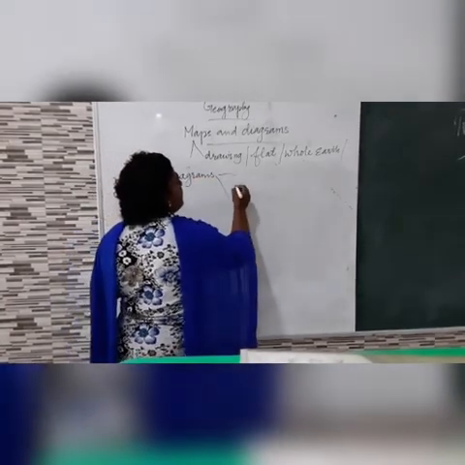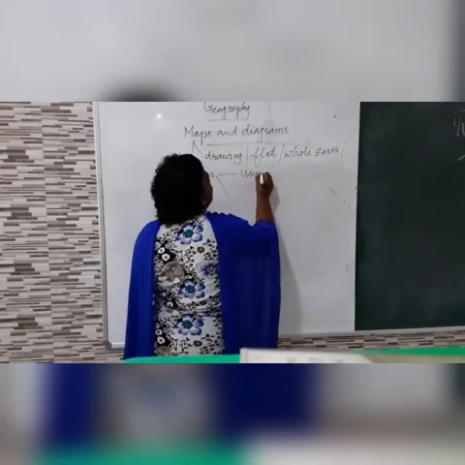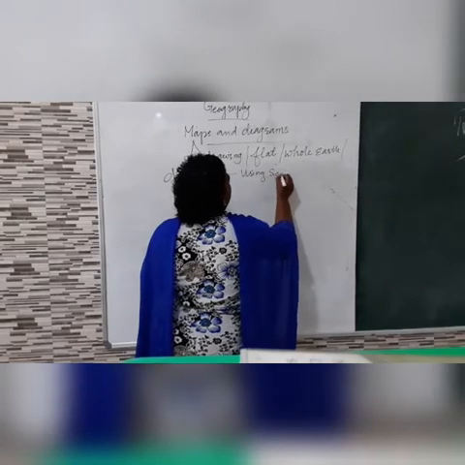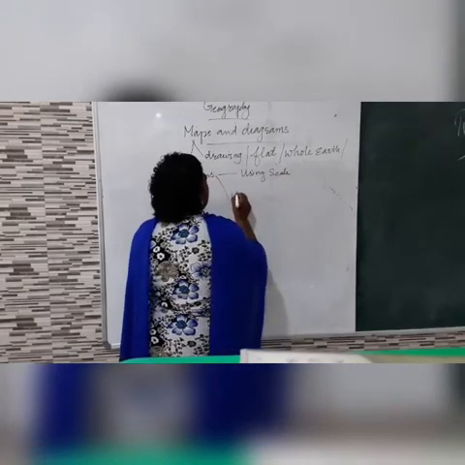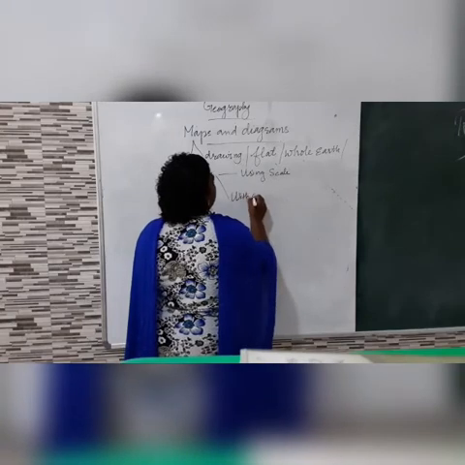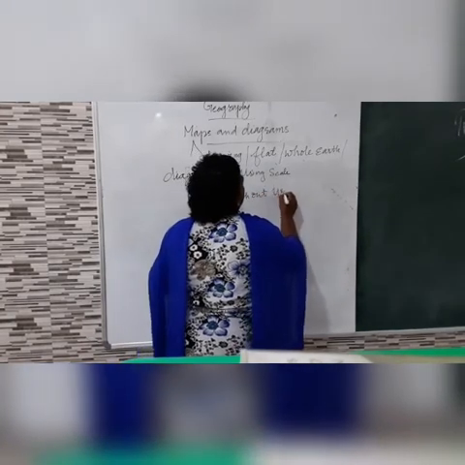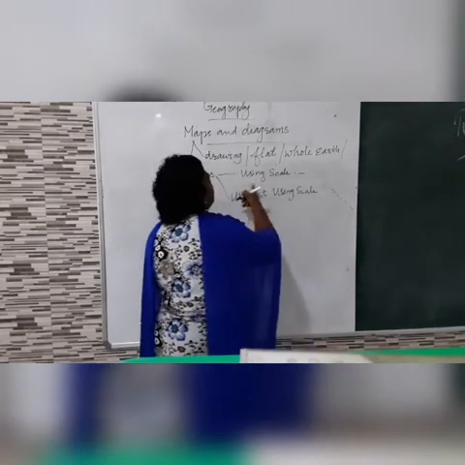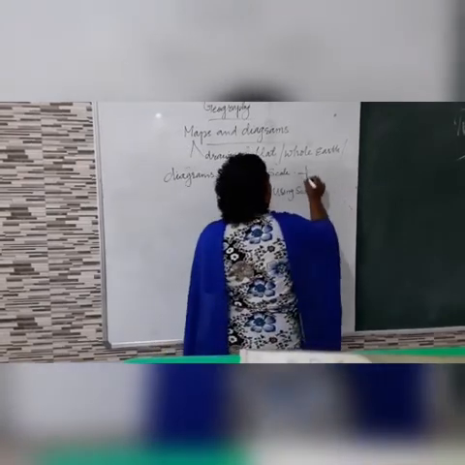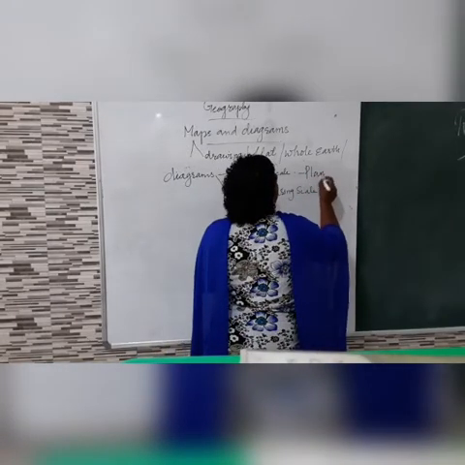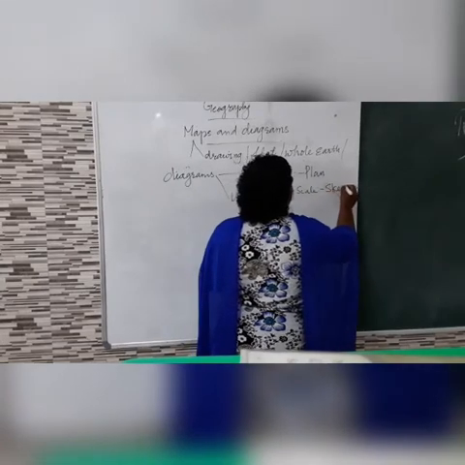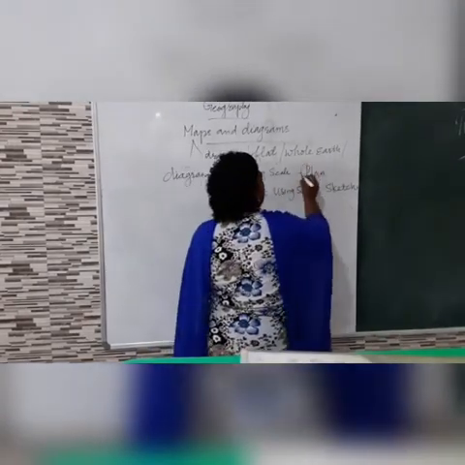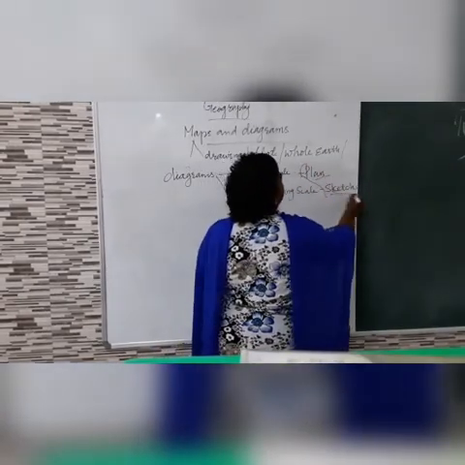Diagrams, there are two types. One is drawing with the help of using scale, and the other is without using scale. When we say the usage of scale, we say plan. The other one is sketch. What are the two types of drawings? One is plan and the other one is sketch.